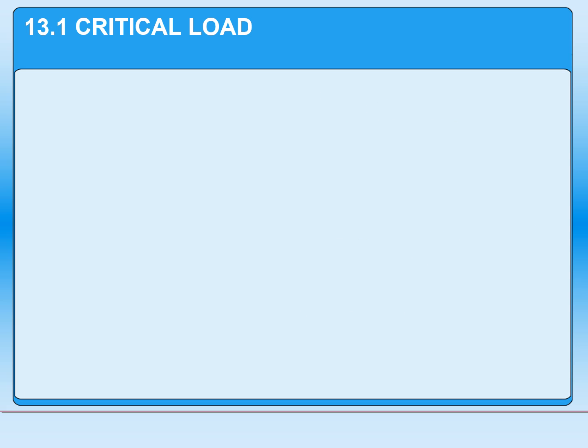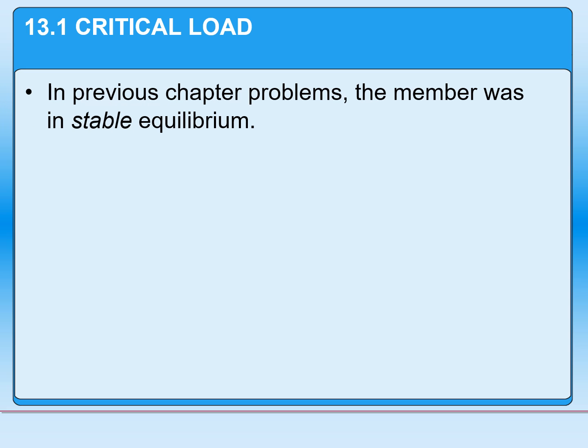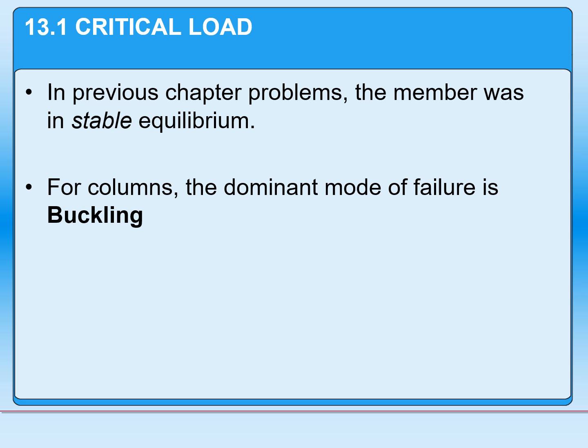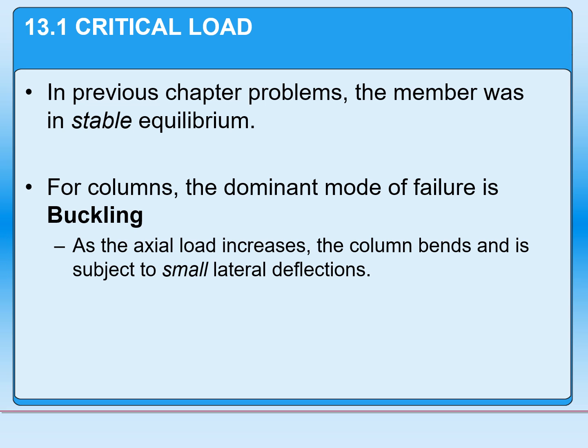Up until now, everything we've looked at has been in stable equilibrium, meaning small changes in force are not going to have a dramatic change in the performance of the material. Unfortunately, with columns, the dominant mode of failure is actually buckling. This is very different from tension, compression, and shear. As we load our column, eventually the load is going to get to the point where it's going to cause the column to bend, at least a small amount. That bending is going to give us a small level of lateral deflection, meaning the column is going to be no longer straight.